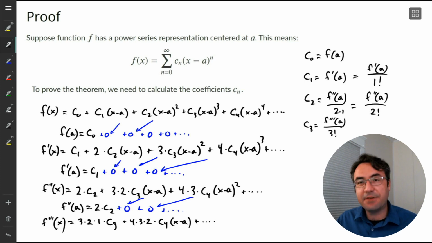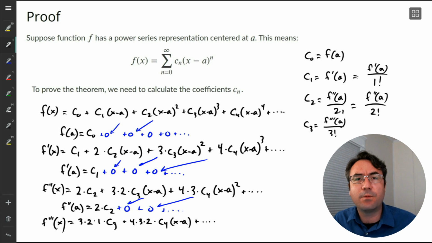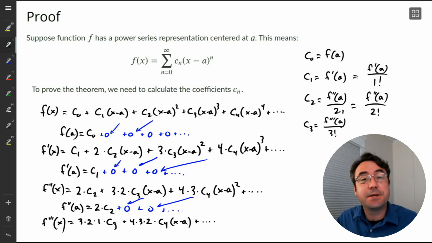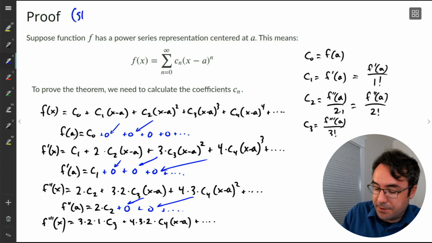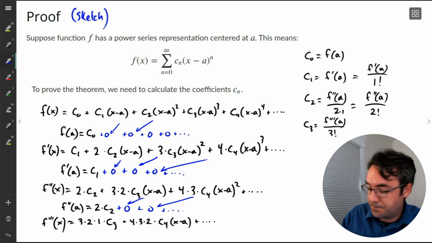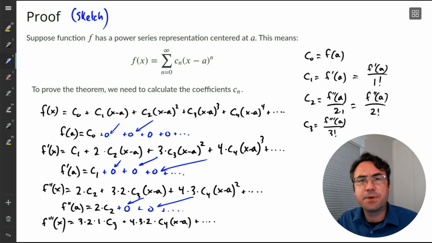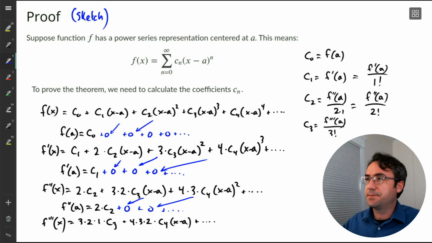All right, so this is just to give some idea of what's happening here, why we're forced into having our function, if it does have a power series representation, equal to its Taylor series. Well, this kind of calculation here is more of a sketch of what a proof might look like. All right, let's try a few examples though. Let's keep working with Taylor and Maclaurin series.